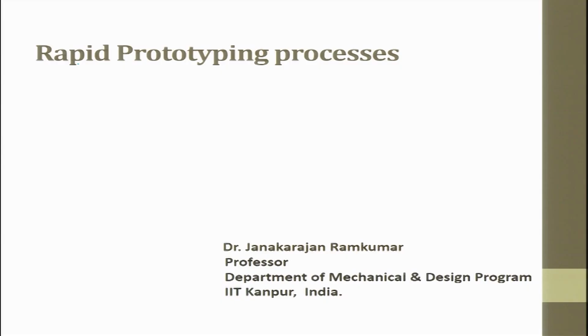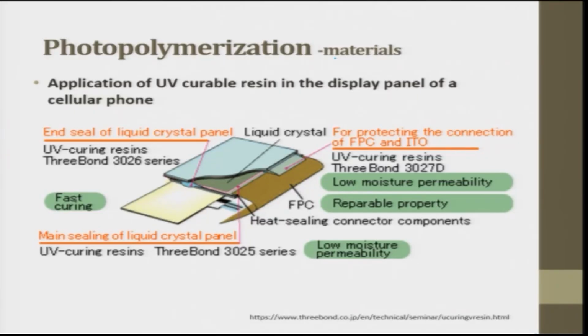So, welcome to the next lecture in the course of rapid manufacturing, which is focused towards rapid prototyping processes. Photopolymerization material. Here we will see the application of a UV curable resin in the display panel of cell phones. So, in cell phone display panels we use UV curable resins.